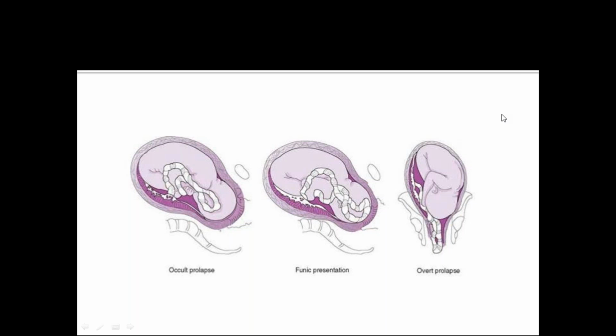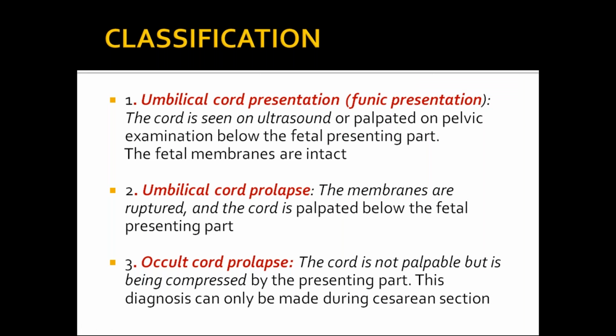We'll go back. We'll come to the occult cord prolapse. The cord is not palpable, but it is being compressed by the presenting part. Usually, we can't diagnose this clinically. We can diagnose it only by ultrasonography and sometimes during cesarean section, because we can visualize both the cord and baby visually.